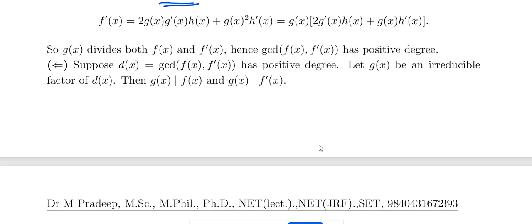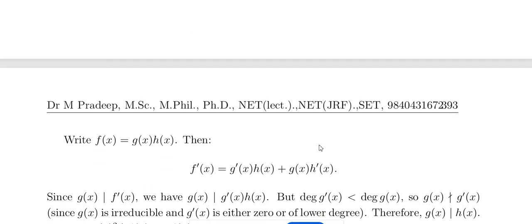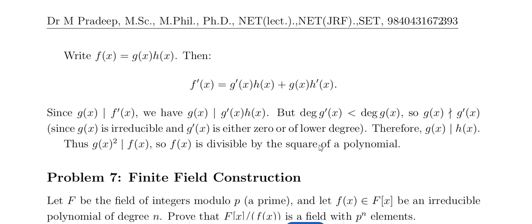So g of x divides both f of x and f dash of x. So f of x equals g of x into h of x, and f dash of x is defined like that. So g of x divides f dash of x. Therefore the degree of g dash of x is less than the degree of g of x. G of x doesn't divide g dash of x, since g of x is irreducible and g dash of x is either 0 or of lower degree. So g of x divides h of x. So g of x whole square divides f of x. So f of x is divisible by the square of the polynomial.